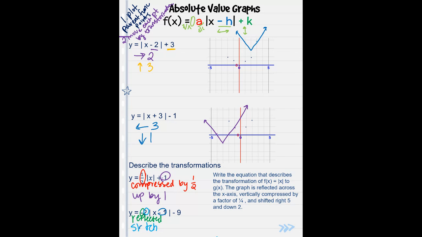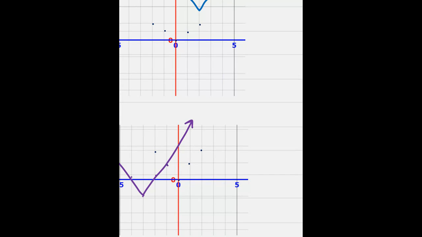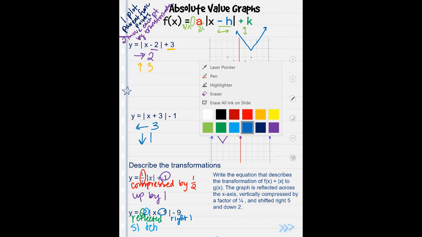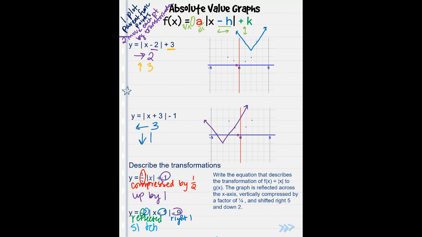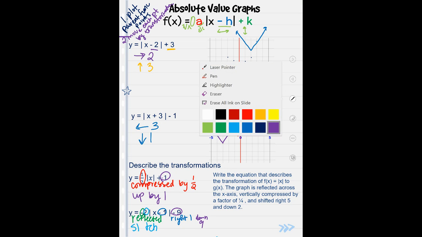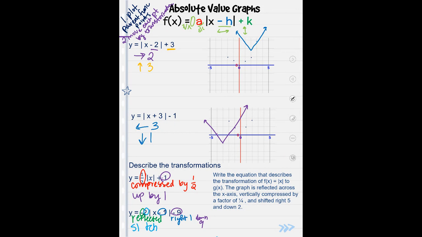Inside number, remember it lies, so it tells us to move right by 1. And then our outside number tells us to move down by 9. That's all I'm looking for, is what do each of those numbers tell us to do with our original parent function points.